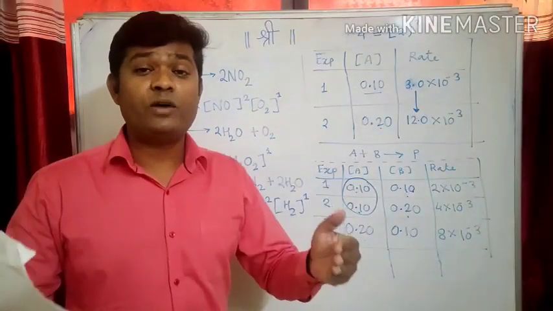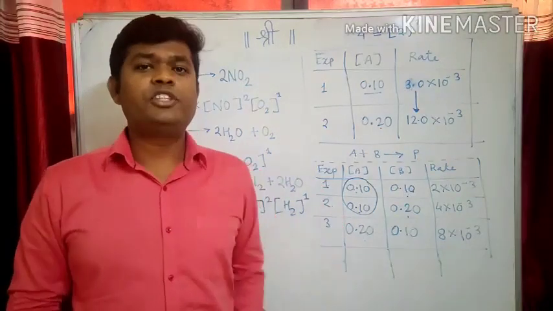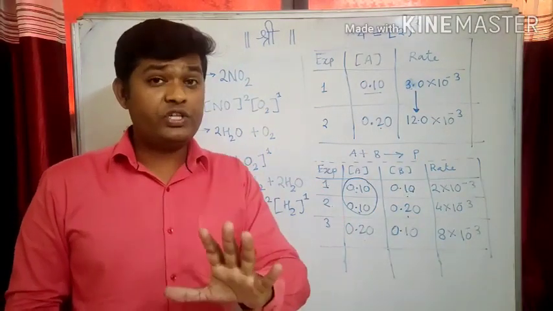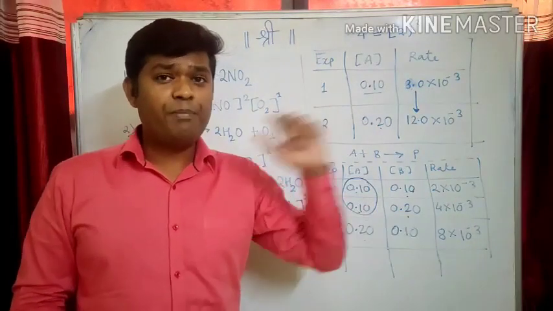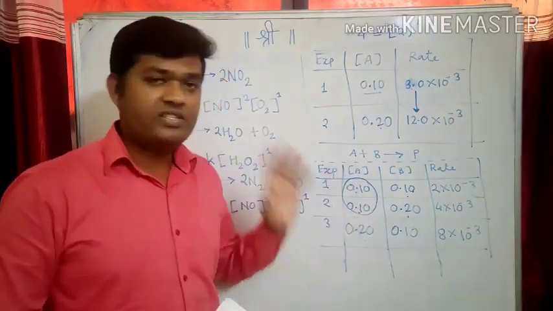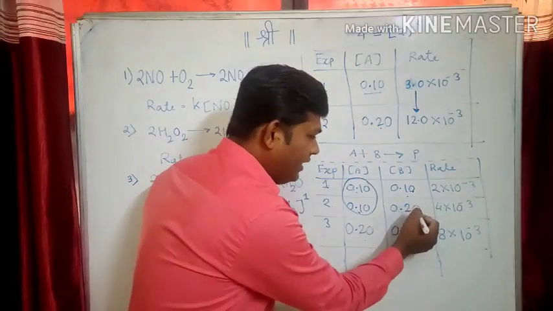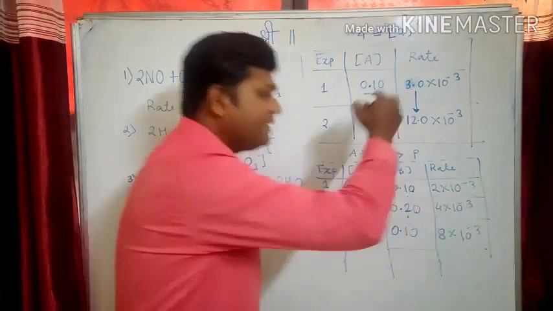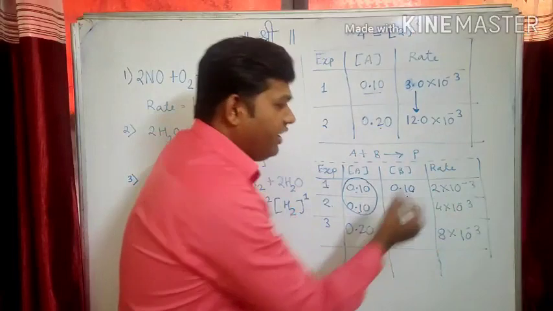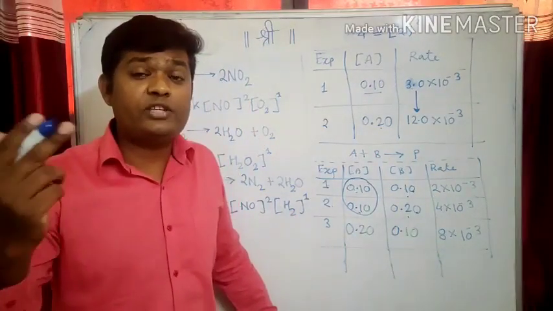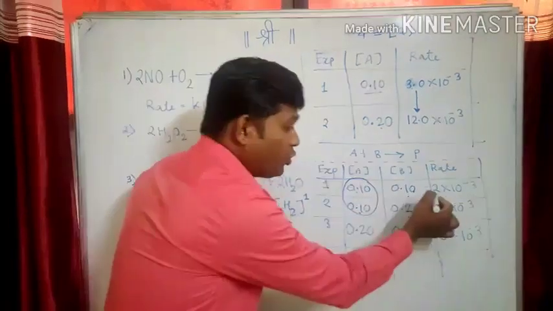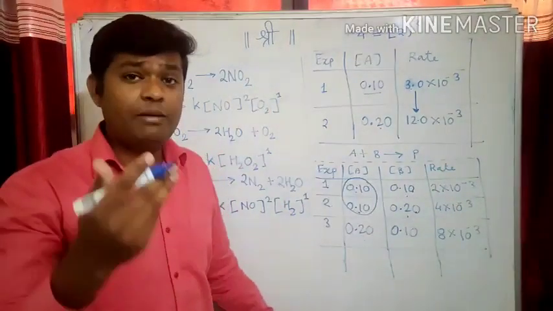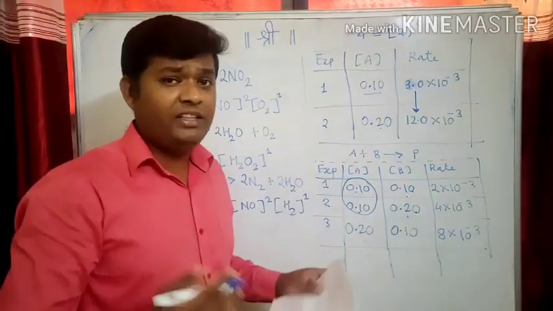So there is a change of rate with respect to the change of concentration of B. A is not affecting, A is constant. So the concentration is doubled. Let us see what is the effect on the rate. Initially the rate is 2 into 10 raised to minus 3. It is now 4 into 10 raised to minus 3. So going from 2 to 4, the rate is doubled.